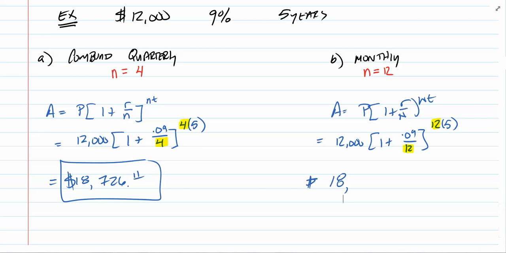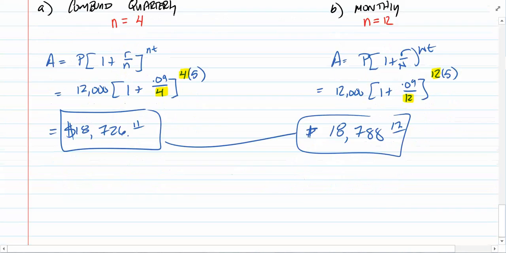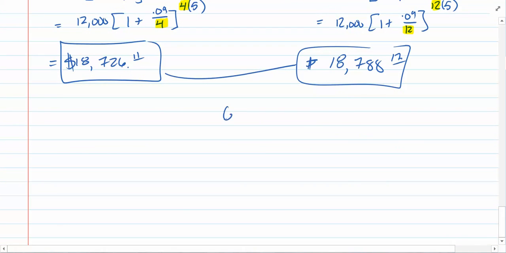So, Lauren, what did you get for when you did compounded monthly? $18,788.17. Okay, so what is the difference between these two right here? What's the difference between those two? $62.06. So which option would you rather go for? You'd go for monthly, right? Why would you go for monthly? Because it is $62 more, right? Okay, good. I agree with you on that.